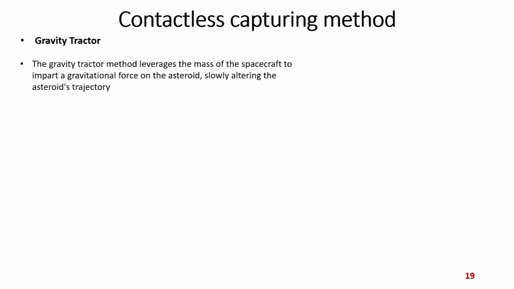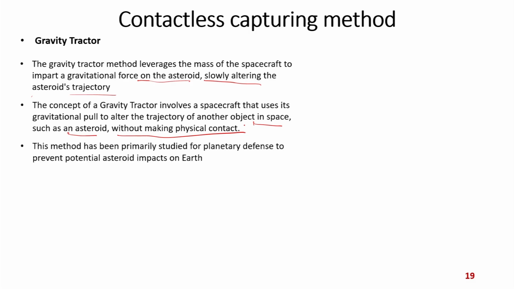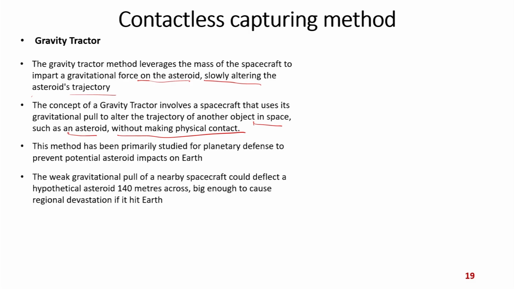Another method is the gravity tractor. The gravity tractor method leverages the mass of the spacecraft to impart a gravitational force. Basically, this is for an asteroid which could hit the earth. This type of gravity tractor is used to change the trajectory of the asteroid. The concept involves a spacecraft that uses its gravitational pull to alter the trajectory of another object in space, it can be an asteroid, without making physical contact. This method can also be used for debris control.